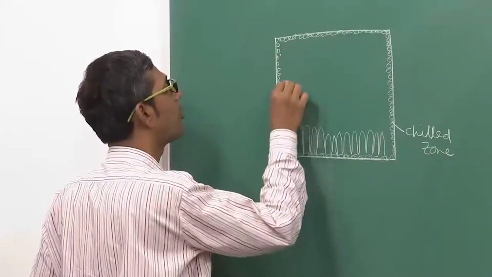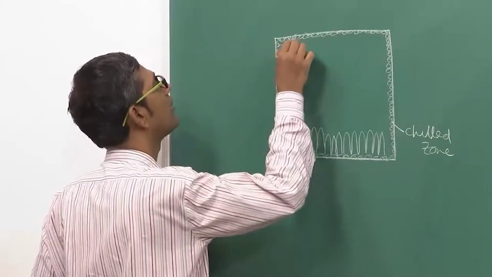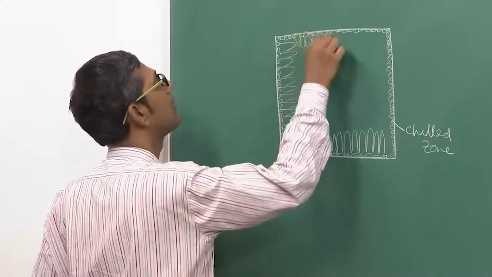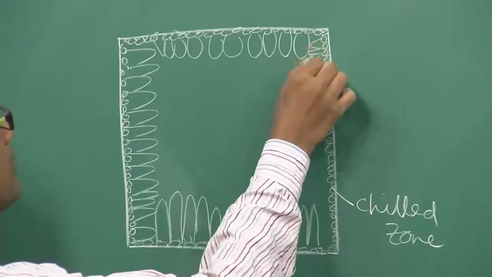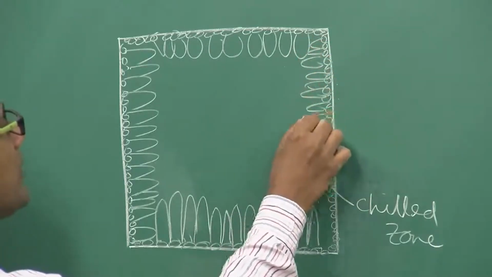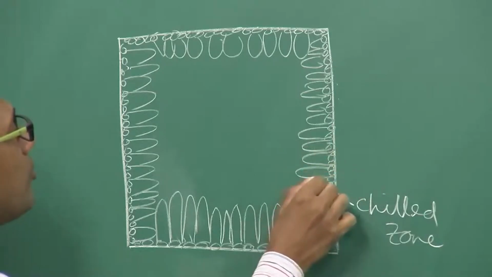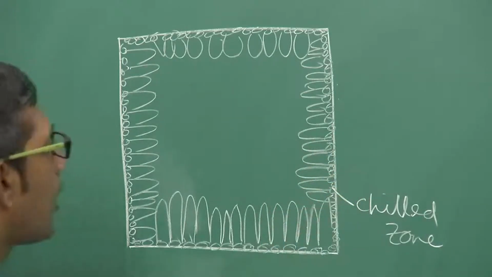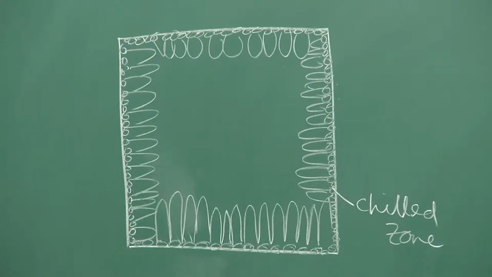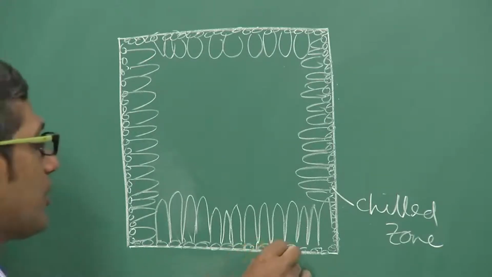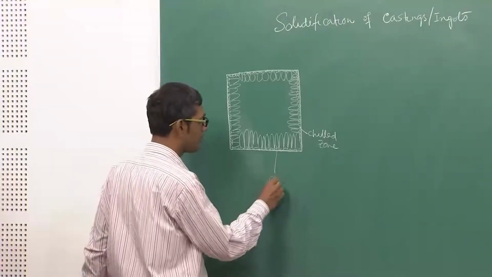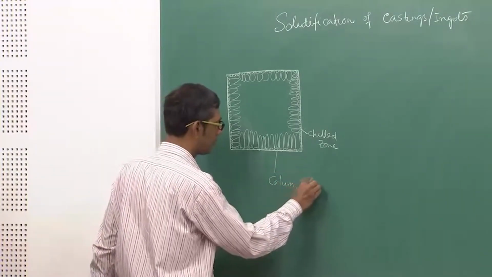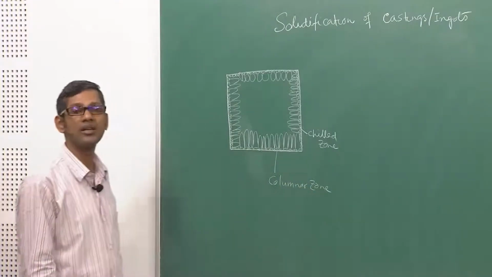I am drawing a very small schematic picture so that you can see that only a few crystals, which are lying in such a way that heat can pass through very easily, or which allow the fastest transport of heat, are the ones which will grow over the others. So, out of so many thousands of crystals present in the chill zone, only a few of them will be allowed to grow, and this zone is known as the columnar zone, because the crystals here look like columns.